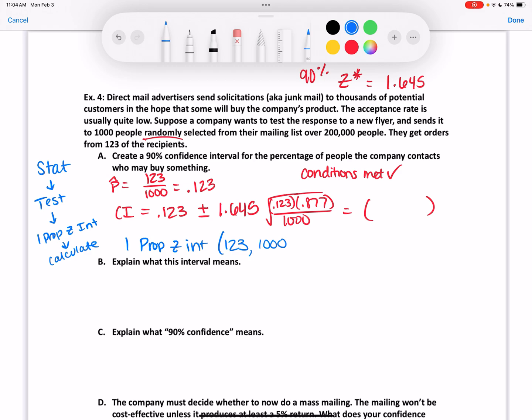Then the C-level is your confidence level. In this case, it's 90, but you have to put it in as a decimal, so 0.9. And then we're going to hit calculate. And it comes up and gives me this interval here. So it produced an interval, and if I did the other thing by hand, I would get this same thing.